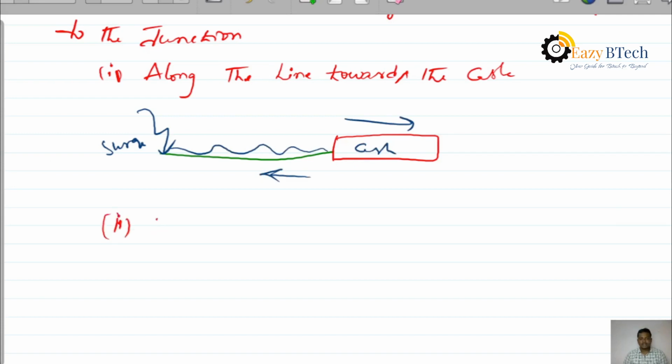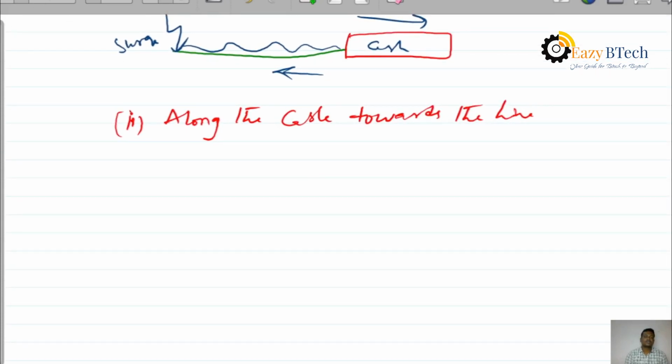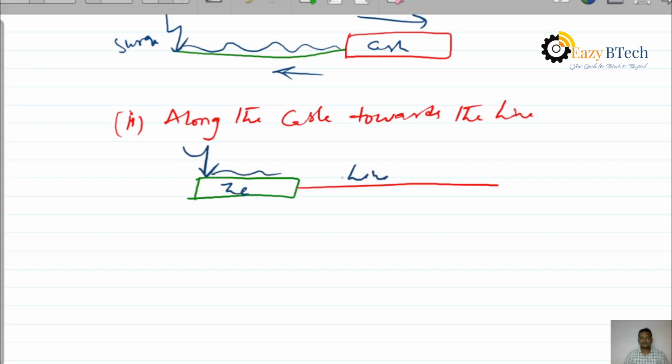Along the cable towards the line means this is the cable and this is the transmission line. The surge is initiated on the cable and flows towards the line. This is the junction. Then how much is transmitted through the line, and how much is reflected back to the cable? This is the problem given.